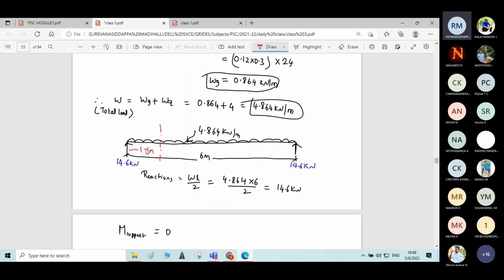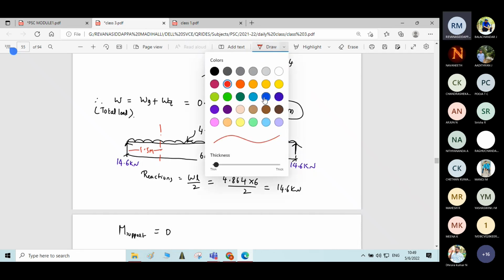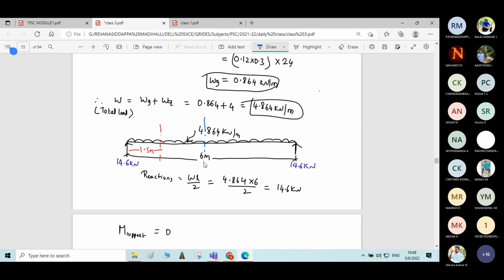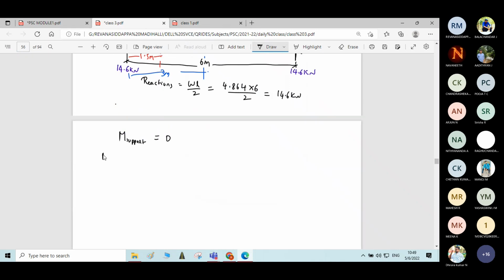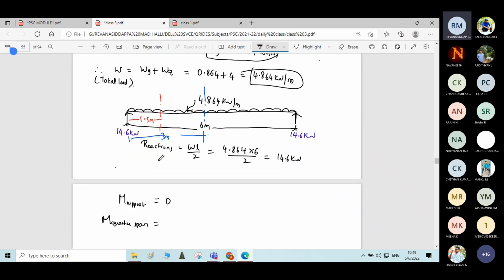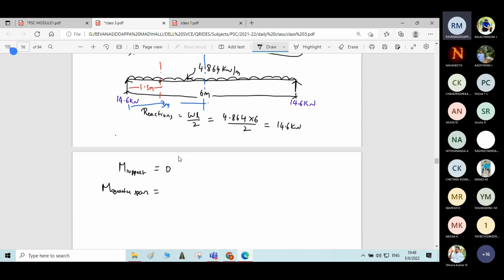You calculate the moment at 1.5 meter distance, then the moment at 3 meter distance, the central span. Therefore, moment at quarter span is equal to reaction 14.6 into 1.5 distance, minus the moment of this portion of UDL about this point, 4.864 into 1.5. Converting UDL into point load, into perpendicular distance 1.5 divided by 2.